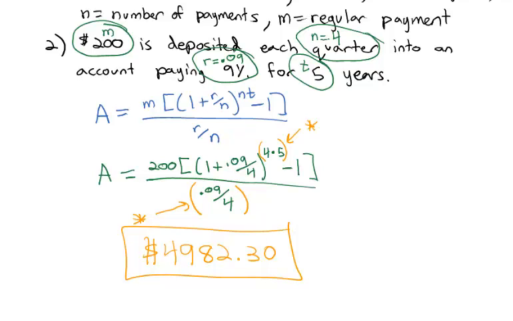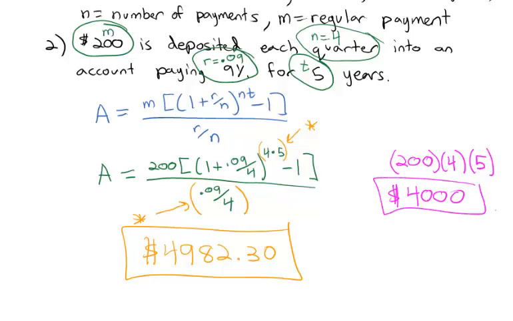Now, kind of as an interesting aside, the problem didn't ask about this, but we put $200 in every quarter, so 4 times a year, for 5 years. How much money did we put into this account? If you multiply that out, you'll find out we put $4,000 into the account. That's how much went in, but that's how much we actually have, the $4,982. So we earned $982 in interest in 5 years. Not too bad.